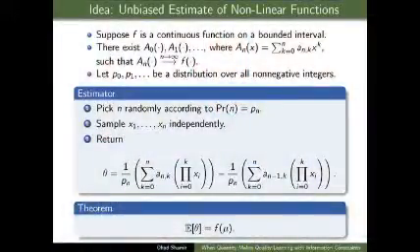And suppose that now you do the following. You're going to pick n randomly according to this distribution, pn, and then you're going to sample that many samples independently and return this complicated looking expression. So it turns out that the expectation of this thing equals exactly f of mu. And yeah, so I'm showing it. The proof is pretty straightforward.